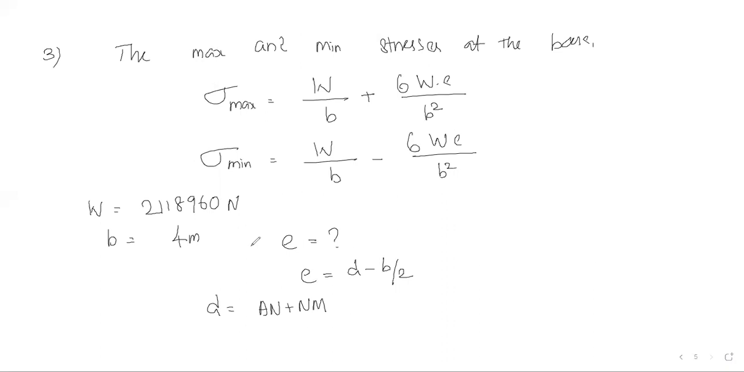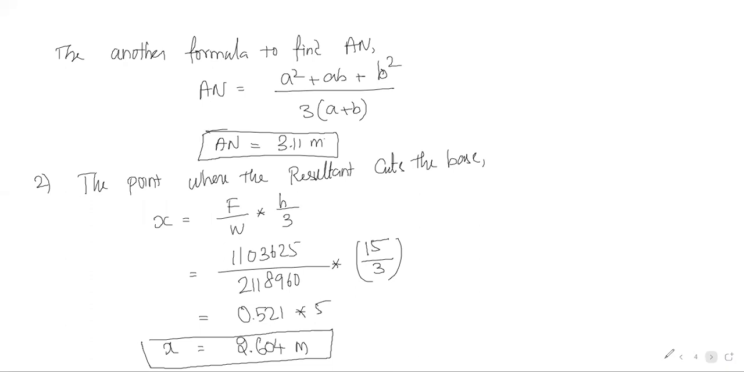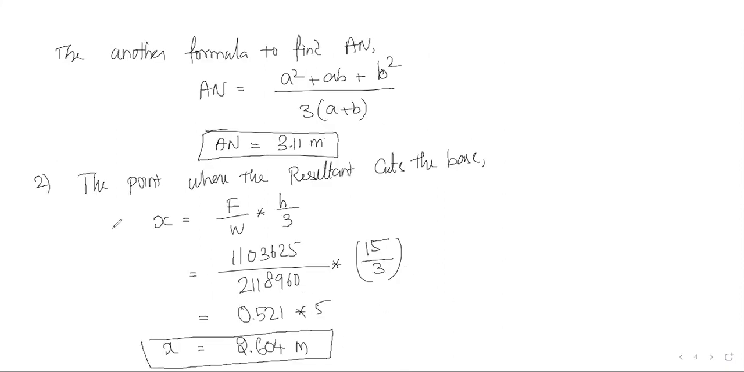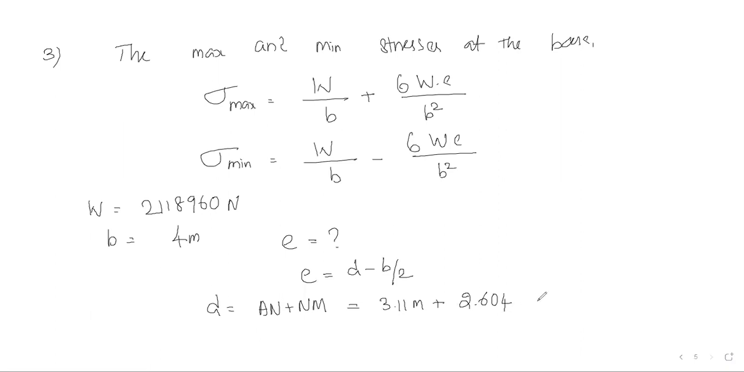Okay. So D is equal to AN plus NM. AN value is 3.11 meter. So 3.11 meter plus NM, which is nothing but our X value. So NM is equal to our X value, 2.604. So by adding this, 3.111 plus 2.604, it becomes 5.715 meters, the value of D.